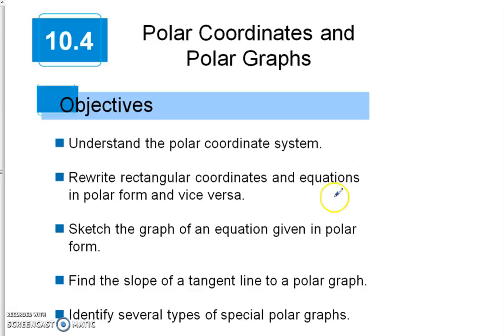Rewrite rectangular coordinates and equations in polar form, and vice versa. Sketch the graph of an equation given in polar form. We'll do that part today. In the next lesson you'll see how to find the slope of a tangent line to a polar graph, and look at several different types of special polar graphs.